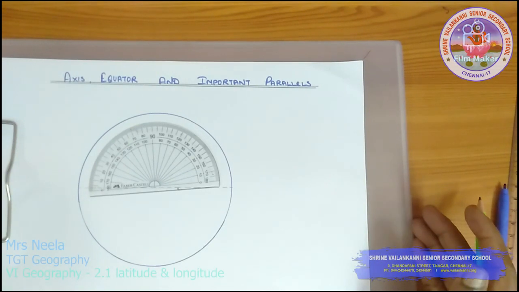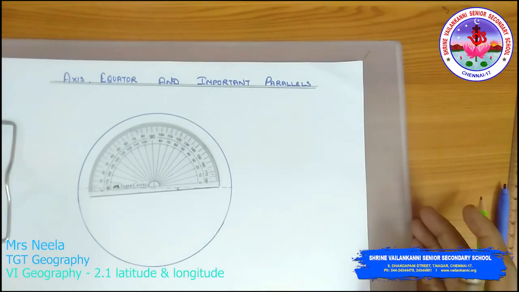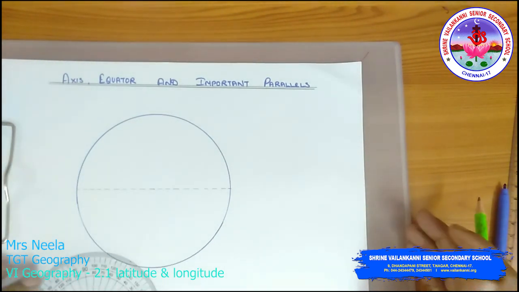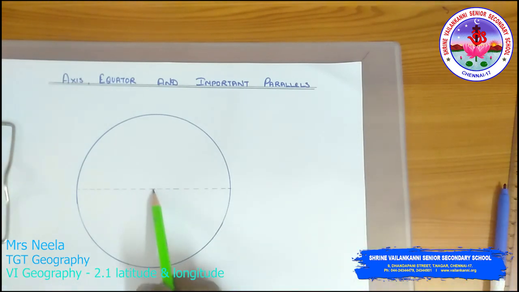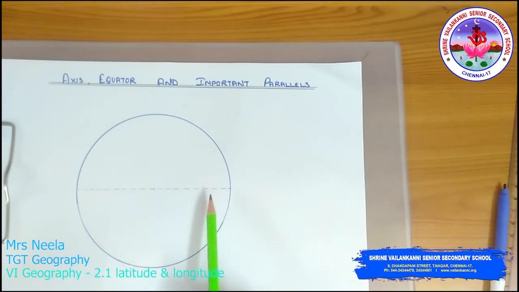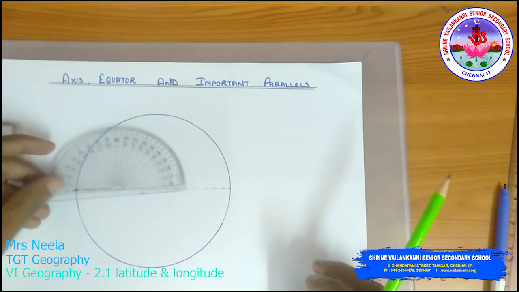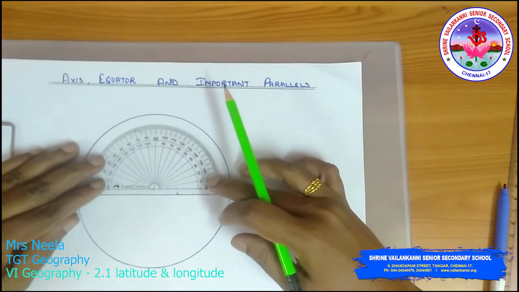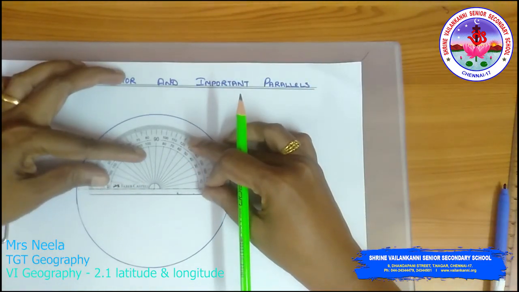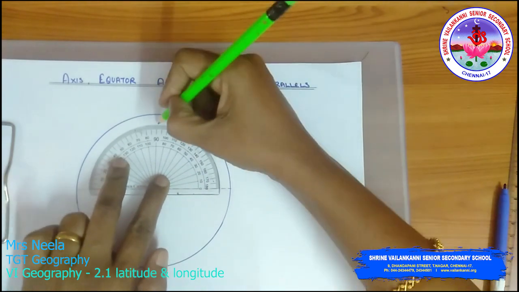Hello children, in today's video we are going to see about the important parallels and how to mark them on a sheet of paper. Now I drew a circle and I marked the center point here and I drew a line. This line will behave like a base for me to use the protractor. So I am placing the protractor now on the center point and on the base line, keeping it straight, and I am marking 90 degree on it.